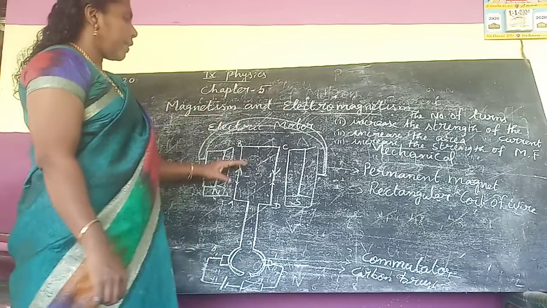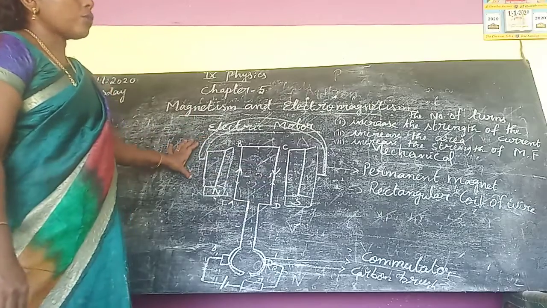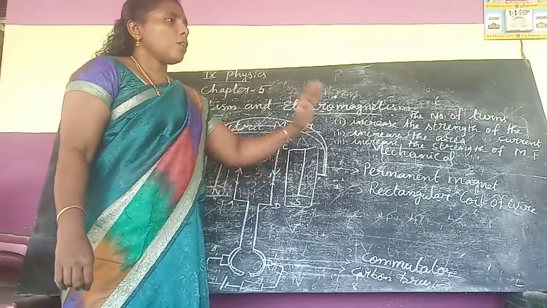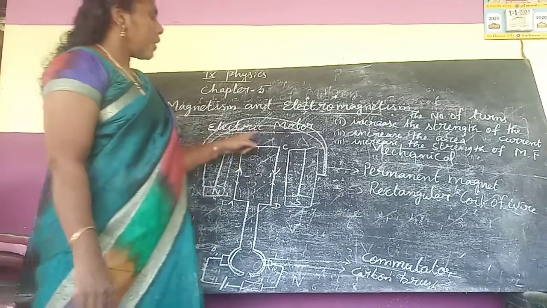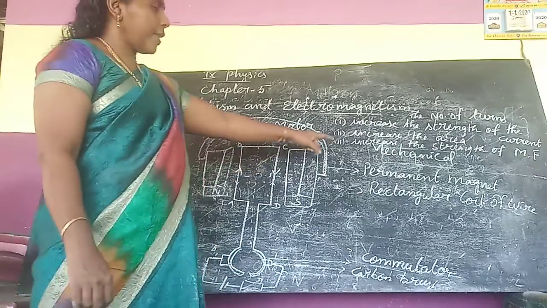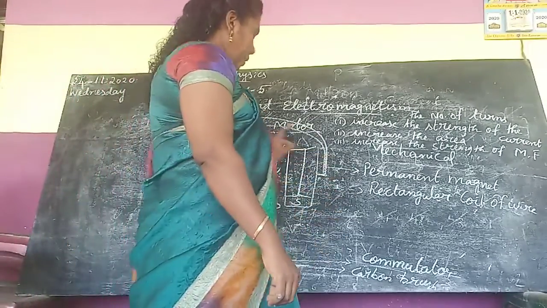After that, just draw the diagram. I'm thinking all the students know how to draw the diagram. So you have to draw the diagram and mark the parts. Very, very important. Your book's question is: what are the parts of the electric motor? So you have to draw this diagram and mark the parts.